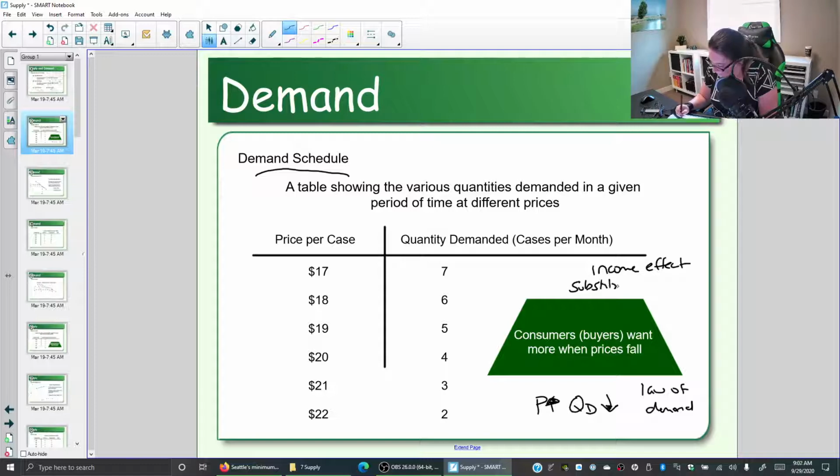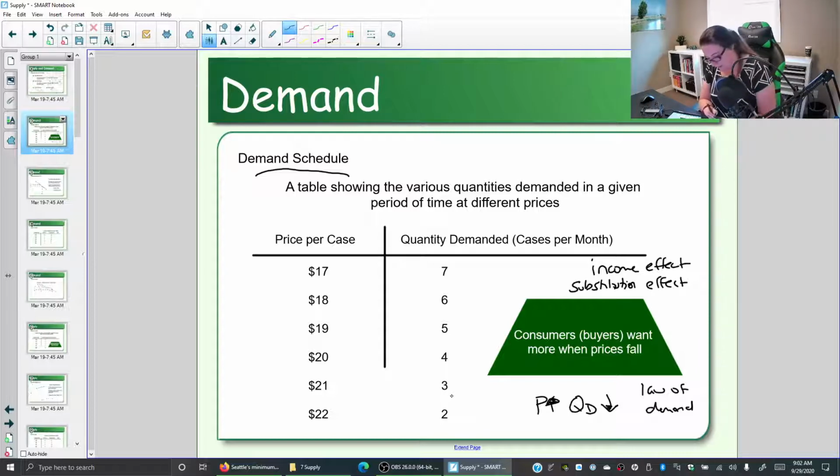We also have the substitution effect. The substitution effect says when the price goes up, now there are other things that we like equivalent to this craft beer, so we might switch. So as the price of craft beer goes up, we're going to switch to a substitute, an alternative, which means the quantity demanded of craft beer will go down. So it is the income effect and the substitution effect that create this law of demand: the fact that when the price goes up, the quantity demanded goes down.